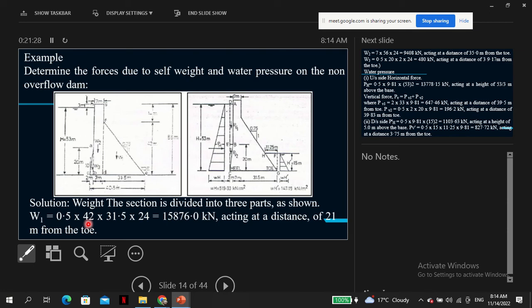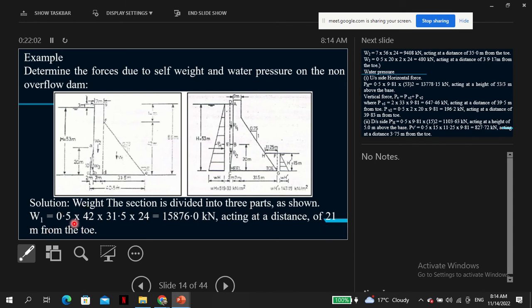And the base pivot height. So you can take this one, 24 and 31.5, and you find the area and then multiply by the unit weight of concrete. You can see that for yourself, acting at 21 meters above.